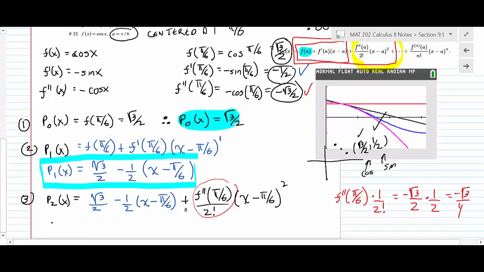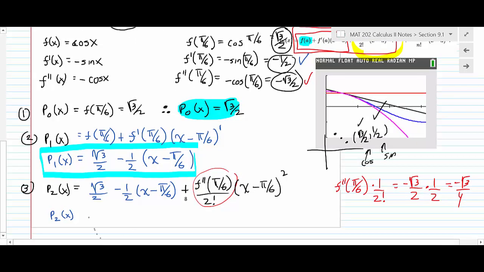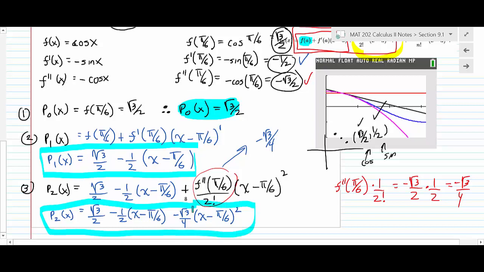So we're going to get P2 of x is equal to square root of 3 over 2 minus 1/2 x minus pi over 6. Okay, this whole thing right here we just crunched out was negative root 3 over 4. So I'm going to put this as a minus now, root 3 over 4, and then we have x minus pi over 6 to the second. Okay, and then that is your second order Taylor polynomial.